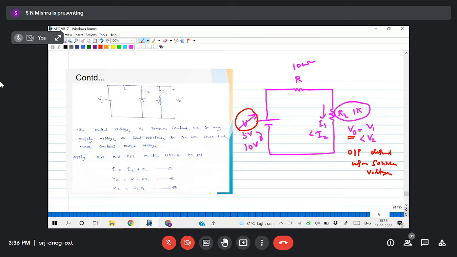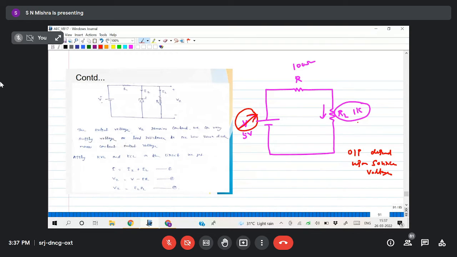Yes or no? When I increase the source voltage, my output voltage increases. Similarly, if I decrease from 10 volt to 5 volt or 1 volt, then the output voltage also decreases. Yes or no? Yes, sir. That means one conclusion: the output voltage of any circuit depends upon the source voltage.